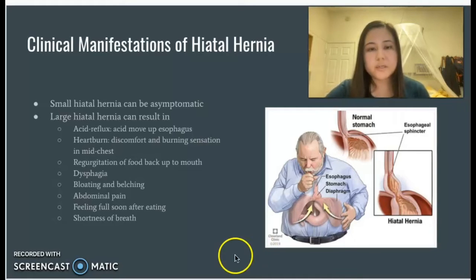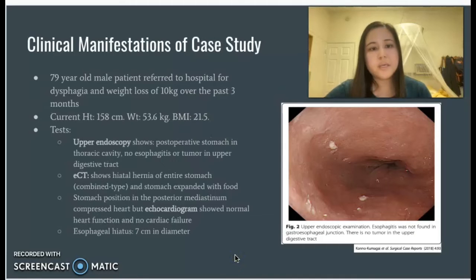So for our particular case study, the patient we want to repeat is the 79-year-old male patient that was referred to the hospital for difficulty swallowing and weight loss of 10 kilograms over 3 months. Now, upon admission, the patient had a height of 158 centimeters, a weight of 53.6 kilograms, and a BMI of 21.5. Some of the tests that were done is an upper endoscopy.